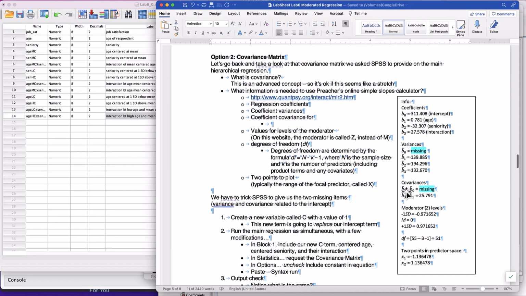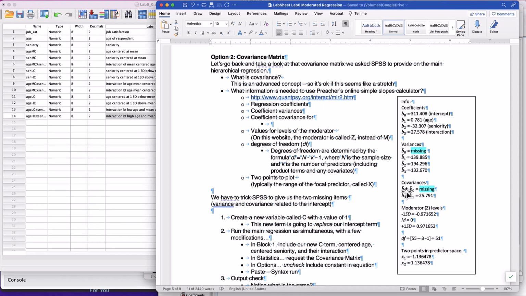A covariance matrix. We're going to go back in our output to that covariance matrix that we asked SPSS for before, and use this option for considering the interaction effect. And what is covariance? Covariance between the coefficients itself is kind of similar to correlation. It's saying how much do those regression coefficients covary together in this data set. And this is an advanced concept, so if it feels like, ooh, that's a stretch, that's okay. That would be normal.